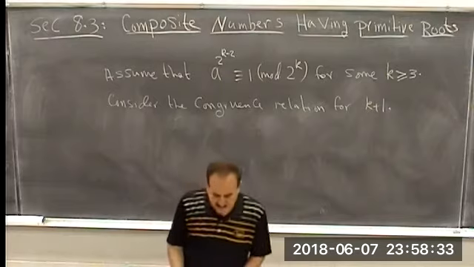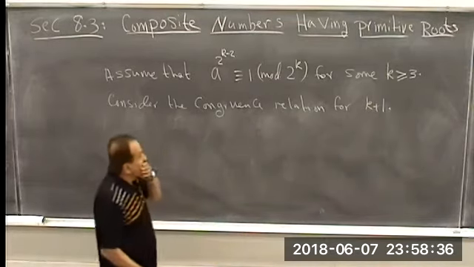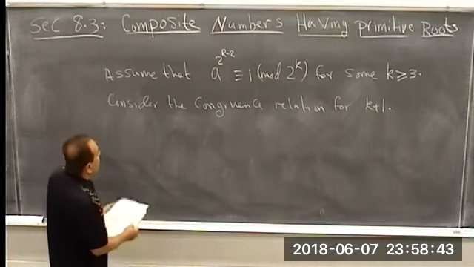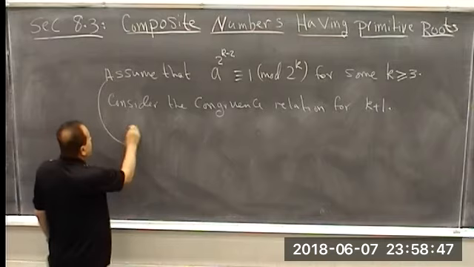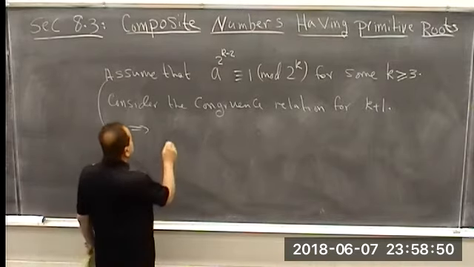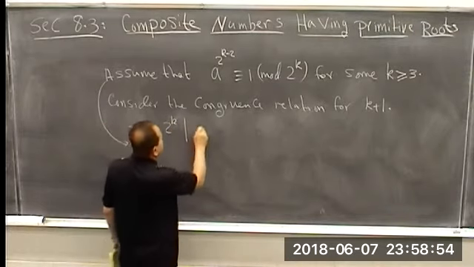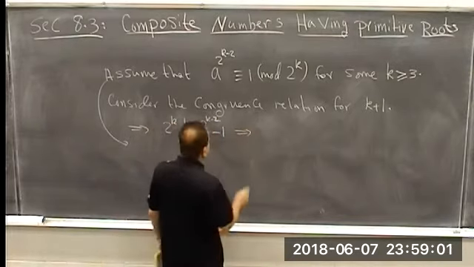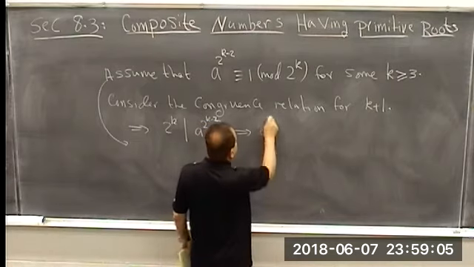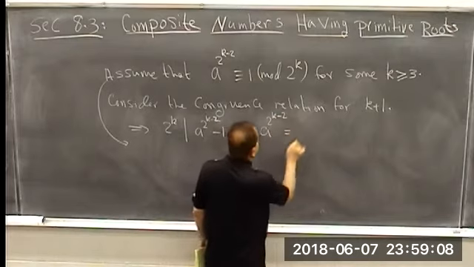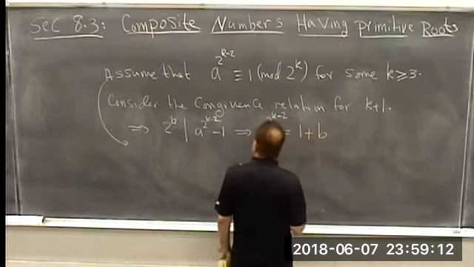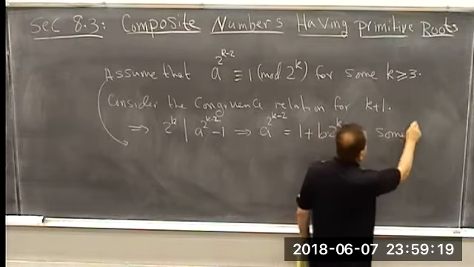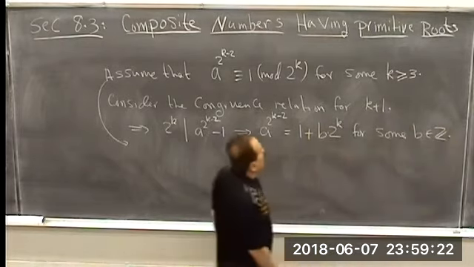And to do this, what does this mean? So this implies that 2 to the k divides a to the 2 to the k minus 2, minus 1. And this implies that a to the 2 to the k minus 2 is equal to 1 plus b times 2 to the k, for some b in Z. Okay, by definition of congruence.